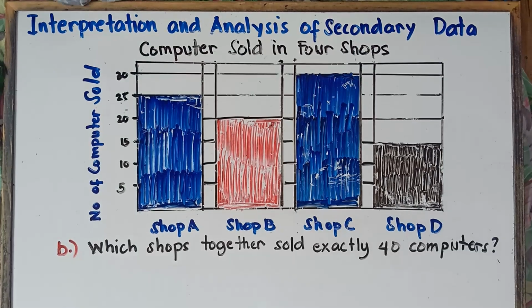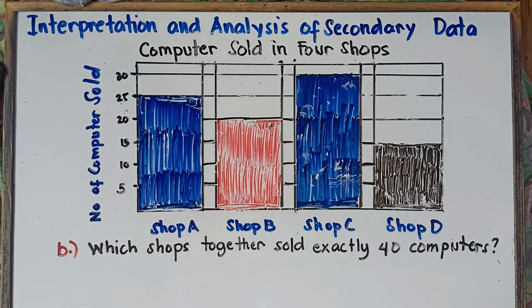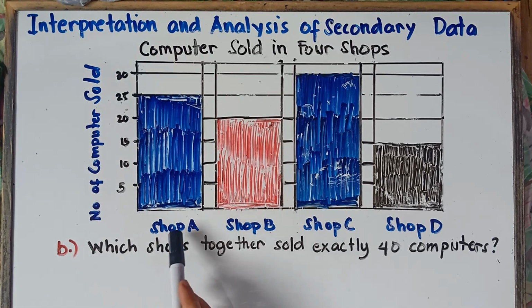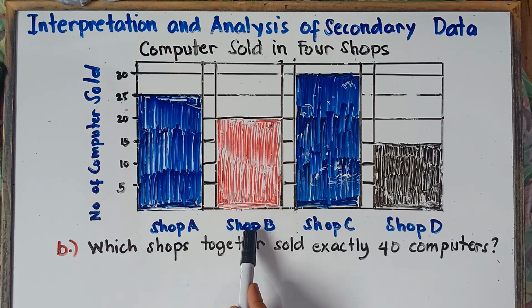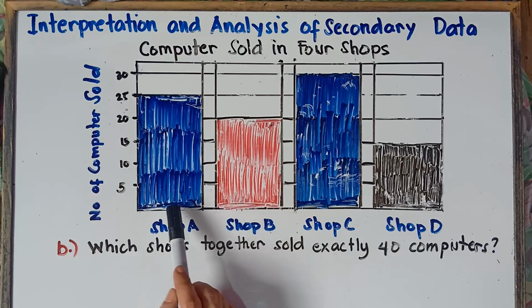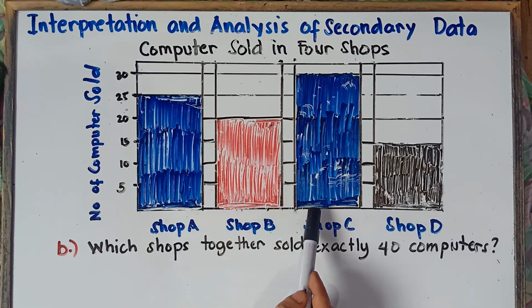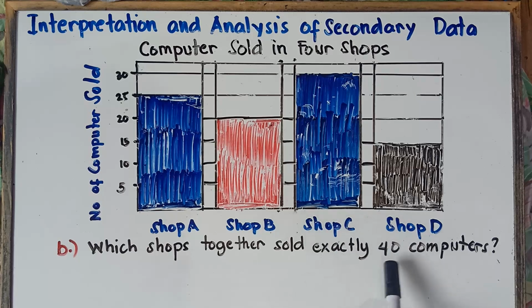Question letter B: which shops together sold exactly 40 computers? So let's check the combinations. Let's combine two shops together. If we combine shop A and shop B, can we get 40? 25 plus 20? Nope, that would be 45. We cannot get 40. How about shop B and shop C? If we add 20 plus 30, that would be 50. Nope, we cannot combine shop B and shop C because we're told to have 40 computers.